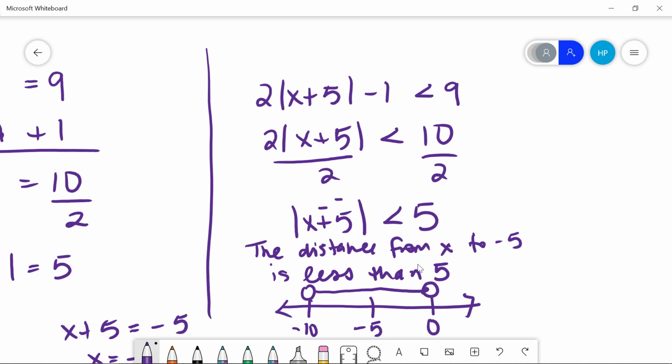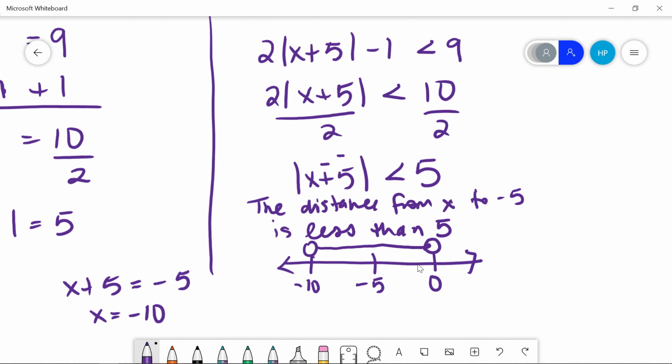Now, DeltaMath is going to have you write this as an inequality. So you're going to write it as negative 10 is less than x is less than 0. And that says x is in between those two numbers.